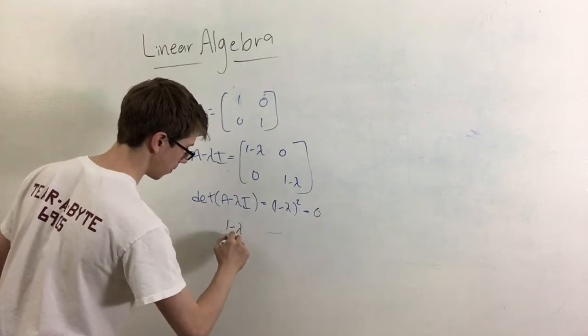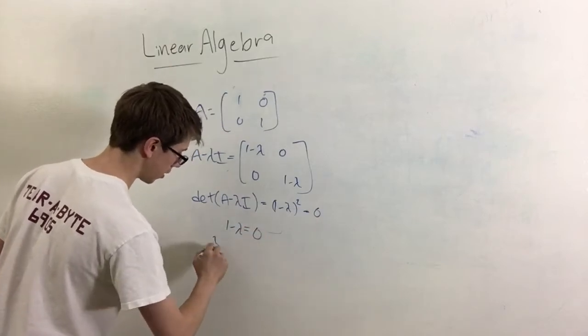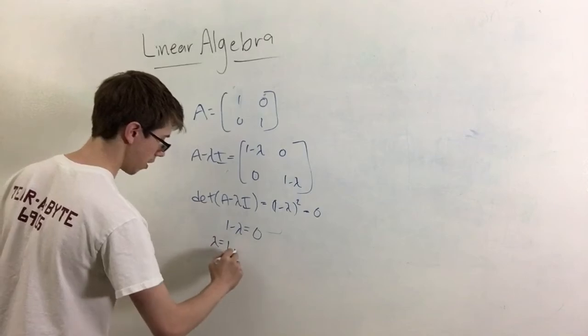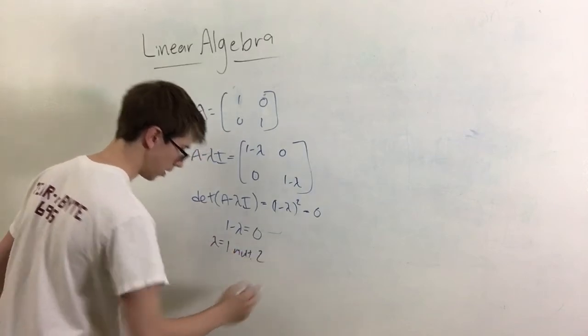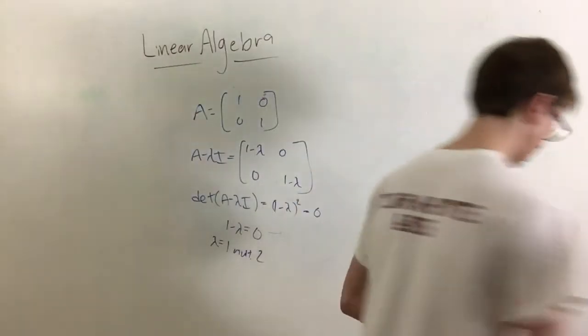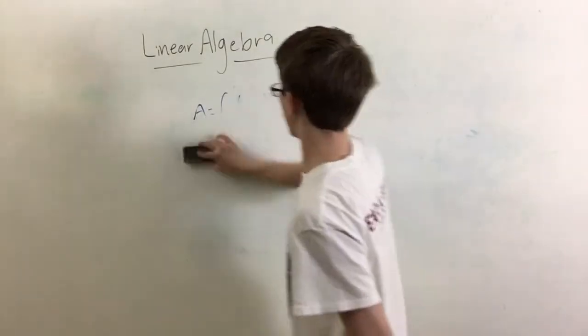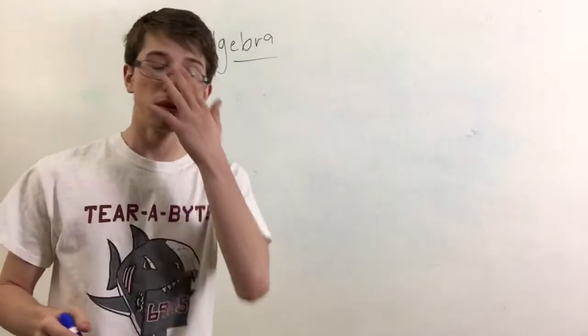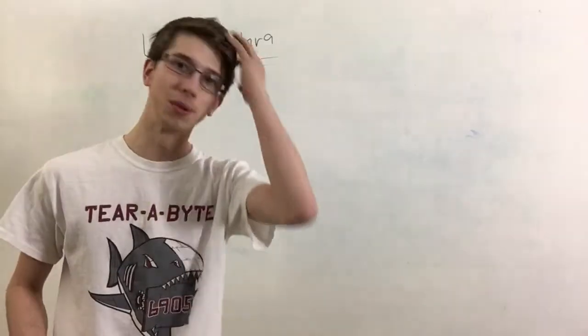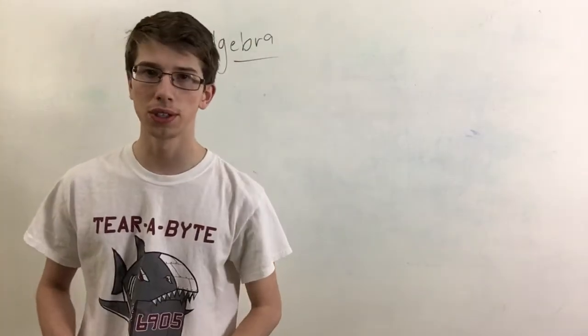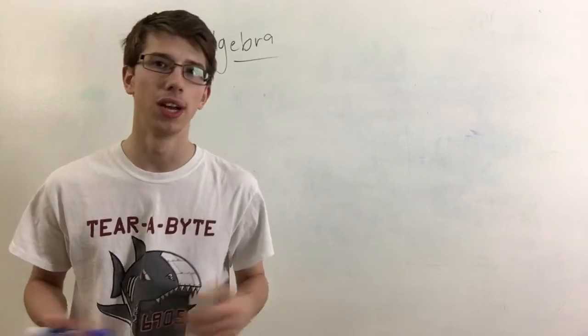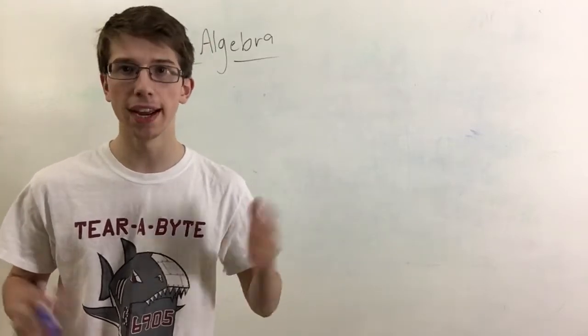So we know 1 minus lambda is equal to 0, and so lambda is equal to 1 with a multiplicity of 2. Right? And so that's how you solve for the eigenvalues of a matrix. So we've already done essential question number 2 with that one essential question. The third essential question is, what does it mean to have an eigenvalue of 0? An eigenvalue of 0 means that the matrix A is invertible.